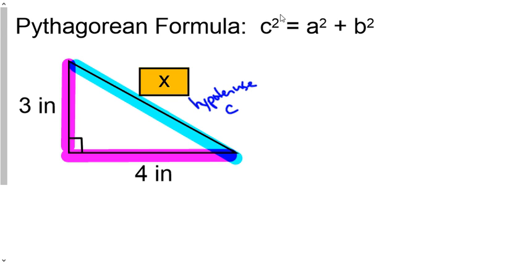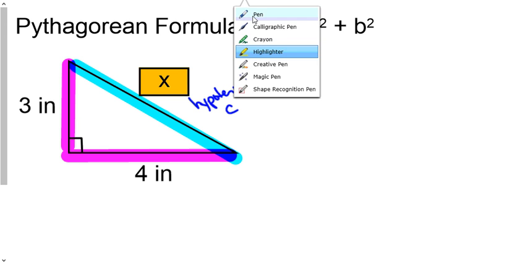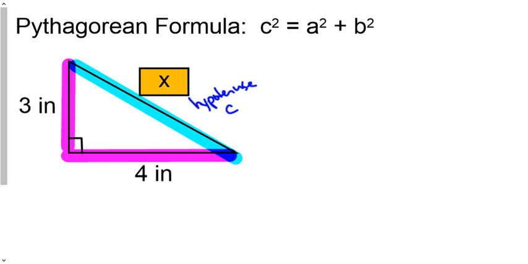These two sides are our legs. So let's go ahead and write in legs. That way we can get used to seeing those again. And I'm going to make this one leg A, and this one I'll make leg B. So now we just plug these into our formula.